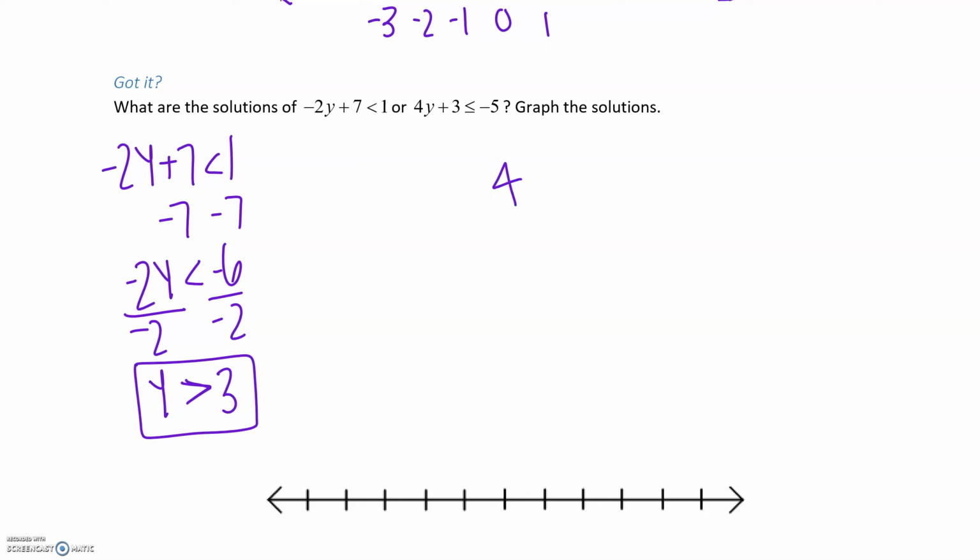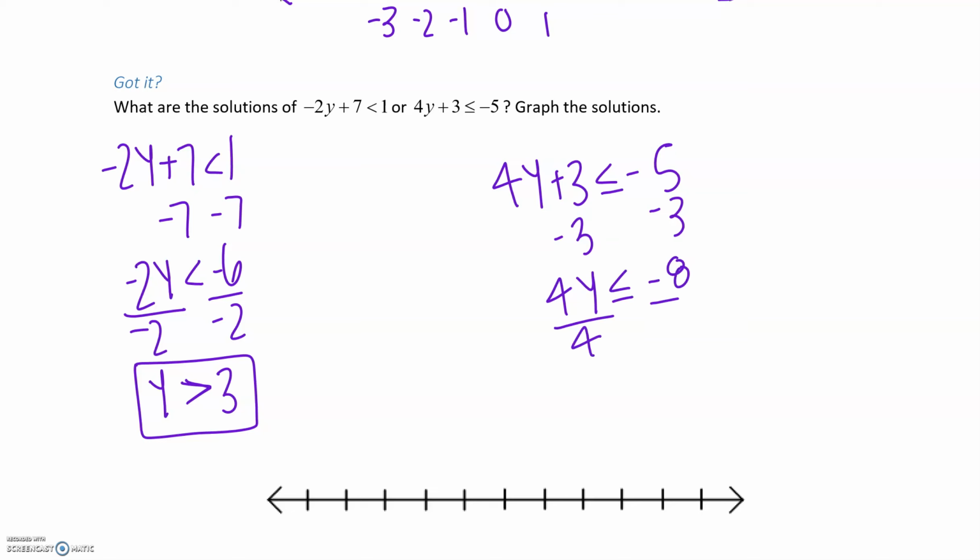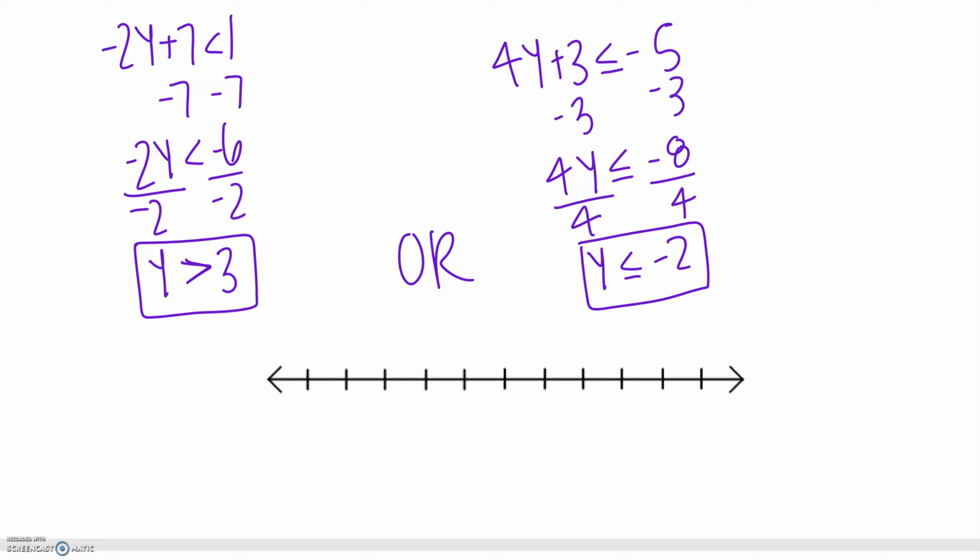Okay, and then we have 4y plus 3 is less than or equal to negative 5. So we subtract this 3 on both sides. That leaves us with 4y is less than or equal to negative 8. And we divide this 4 on both sides, which leaves us with y is less than or equal to negative 2. Okay, and that or is still in between. So we have negative 2, negative 1, 0, 1, 2, 3.